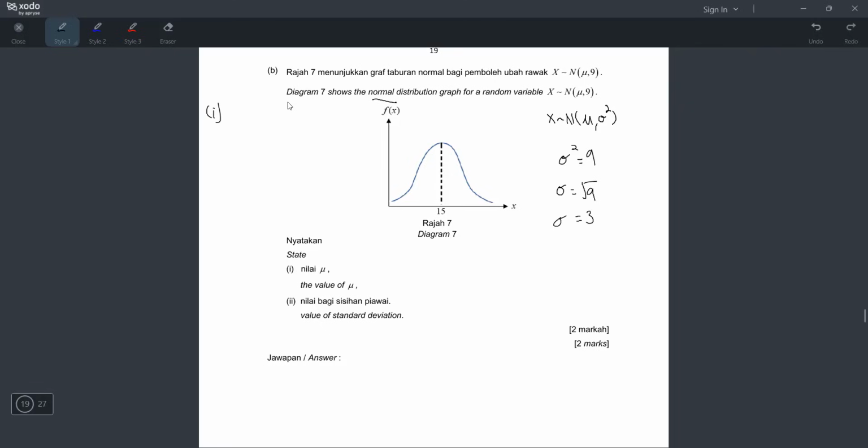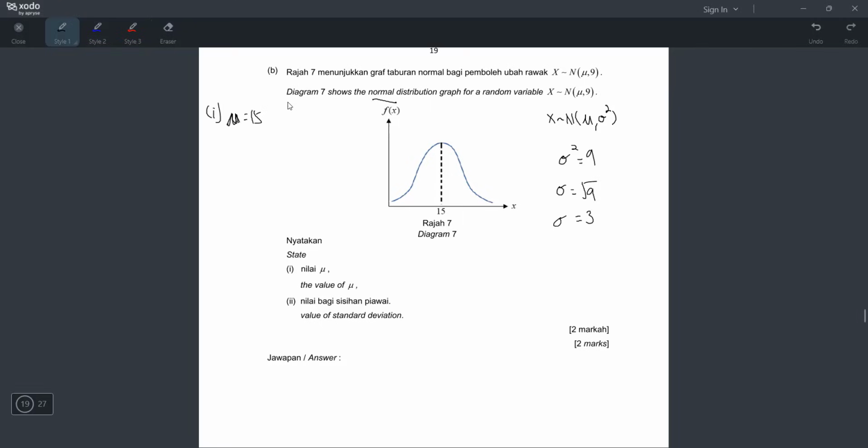Because in normal distribution, we usually have to convert to Z value. And the formula to convert is X minus mean, divided by standard deviation, right? And we don't use the variance. That's why whenever they give you variance in a normal distribution question, I always convert to standard deviation straight away. Okay, question number 1, state the value of mean, 15. Done.